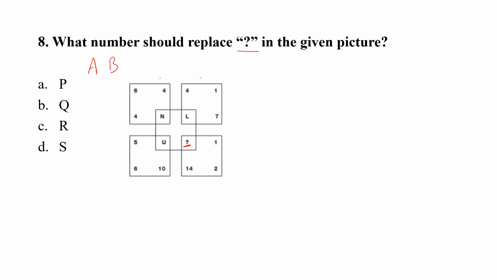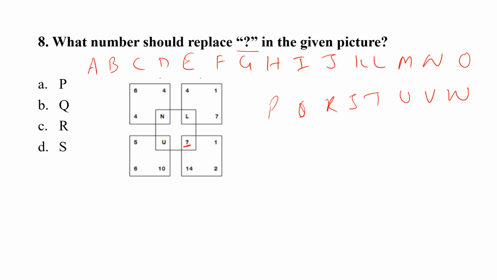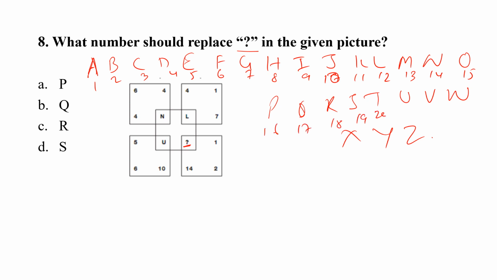If we count A, B, C, D, E, F, G, H, I, J, K, L, M, N, O, P, Q, R, S, T, U, V, W, X, Y, Z. So if we code these as 1, 2, 3, up to 26, we see here 14 corresponds to N. So that's why N comes here.